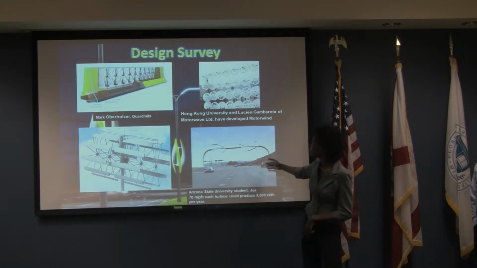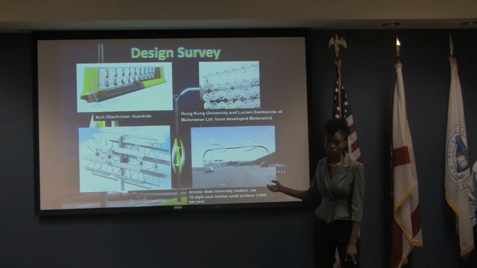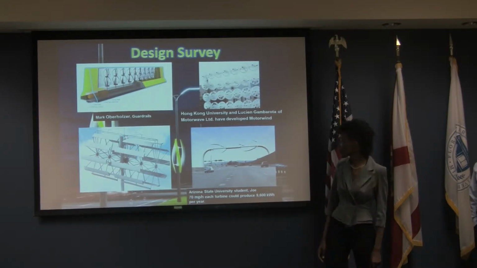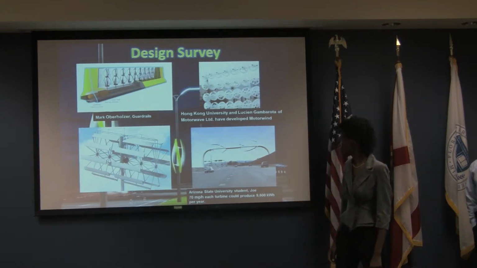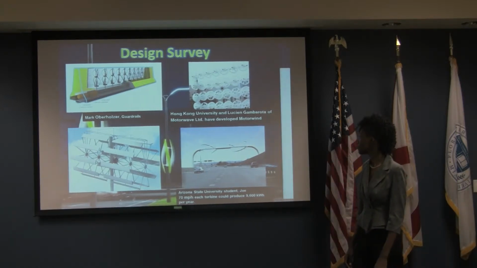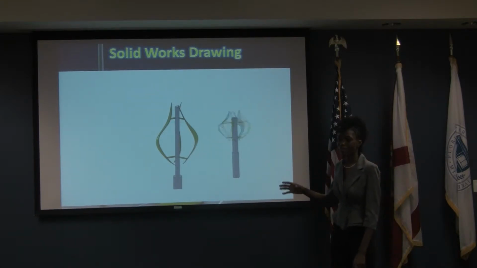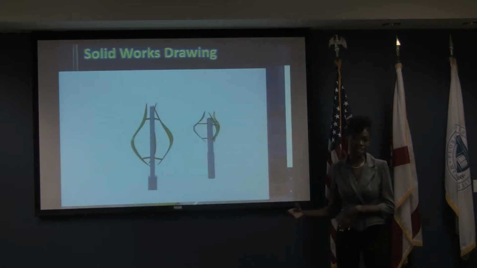This is one proposed by an Arizona State University student, and he estimated that we can produce 9,600 kilowatt-hours of energy per year with vehicles moving at 70 miles per hour. This was a rough SolidWorks model. This is what we did right in the beginning to kind of model what we were going for. Of course, we're going to improve on that and do more simulations and analysis.